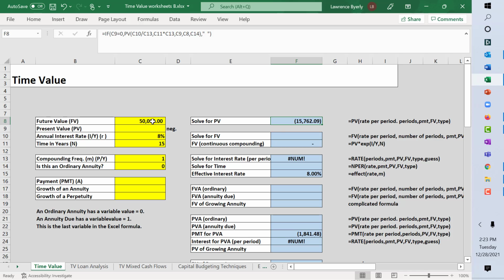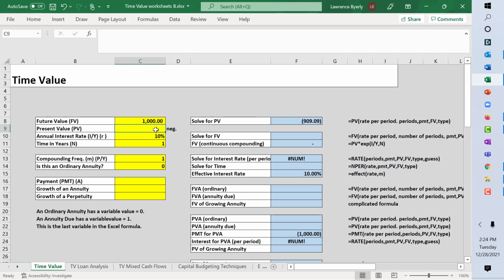So let's make another example real quick, and let's make it a simple example. You think you're going to get $1,000. You can invest at 10%, and you're going to get that $1,000 in 1 year. What would that money be worth in today's dollars? It would be worth $909.09. So in order to receive $1,000 in a year, if you could earn 10%, you would be willing to pay $909.09.